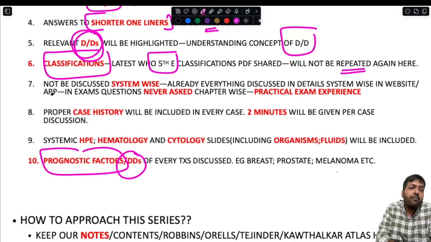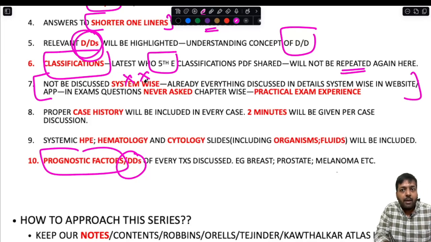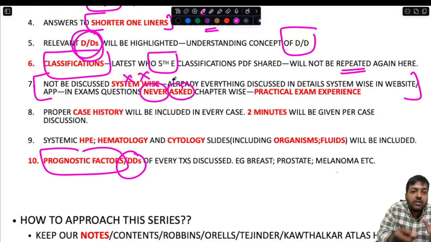Remember, one very important aspect of our discussion is, we are not going to discuss anything system wise. Because everything in detail has been discussed already in the website and application a lot of times, and they are all given system wise. What is the reason, what is the rationale? Because in the exam, the questions are never asked chapter wise.